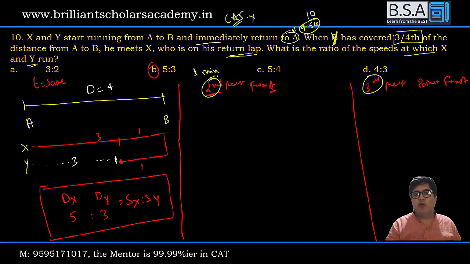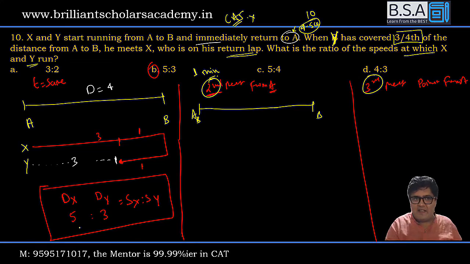First thing I want you to observe and understand is, after the first meet, where is X heading? X is heading to A. That means X will have to reach A and then turn back. So I'm drawing this line. Look at this line. This is AB.